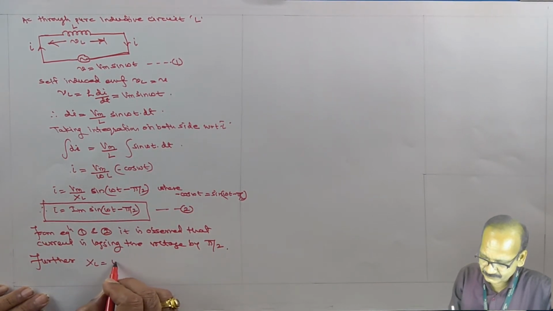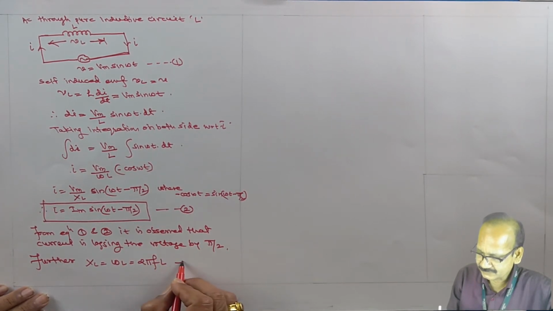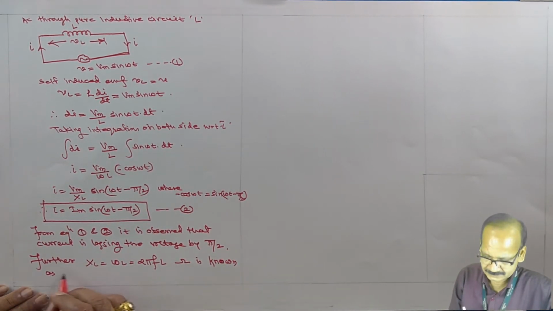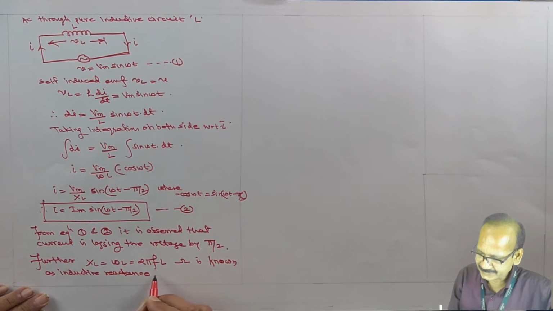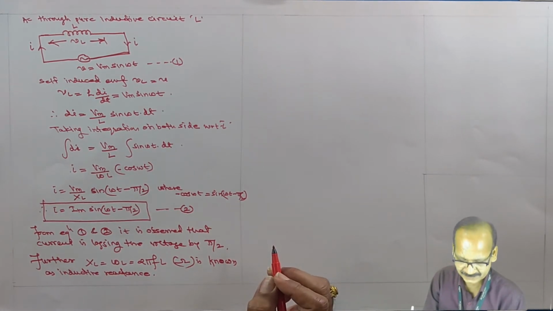Further, XL equal to omega L equal to 2 pi fL ohm is known as inductive reactance. Inductive reactance, its unit is ohm, and it opposes the flow of supply.